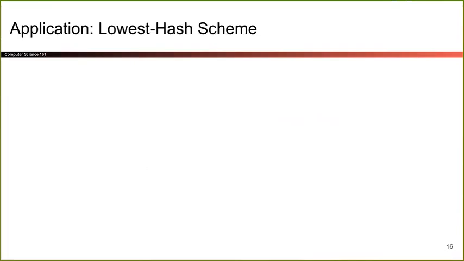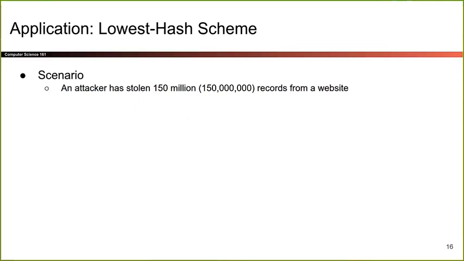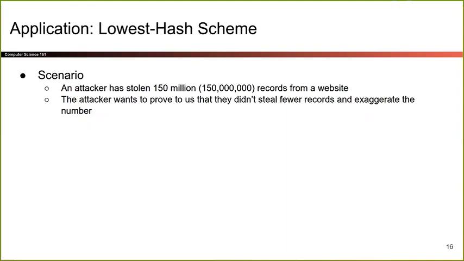Okay, so I think we are almost done with hashes. The one last thing we should show you is a kind of stupid or fun application of how hashes might be used. So here's your challenge. There's an attacker somewhere. They've stolen 150 million records from a website. Well, that's a lot of records. And they might be private records or something. And the attacker doesn't want to show you the records. But if you're a reporter or something, they want to prove to you that they actually stole 150 million records.